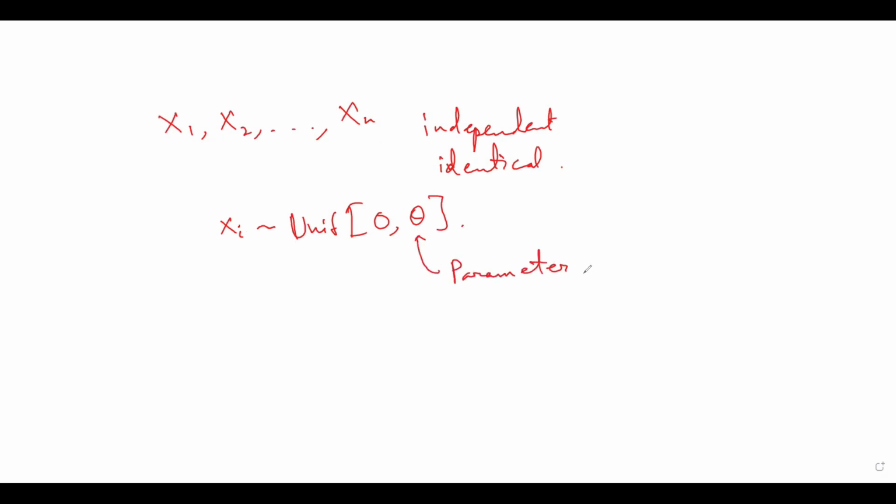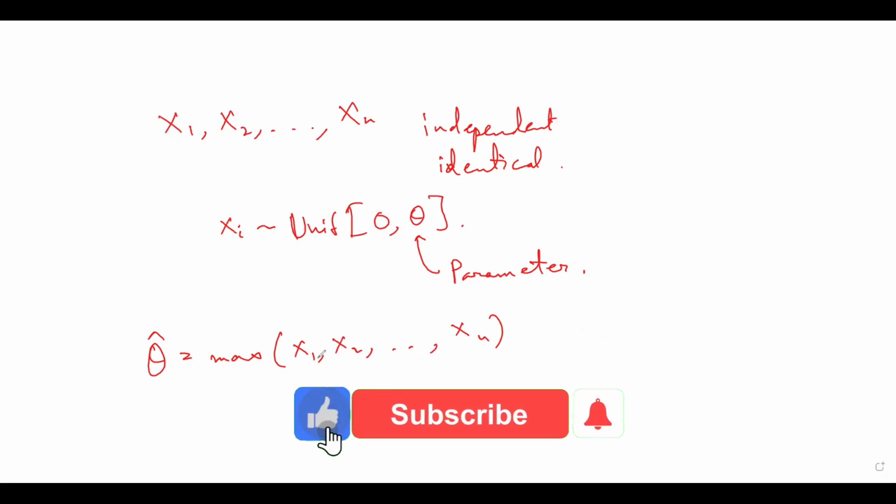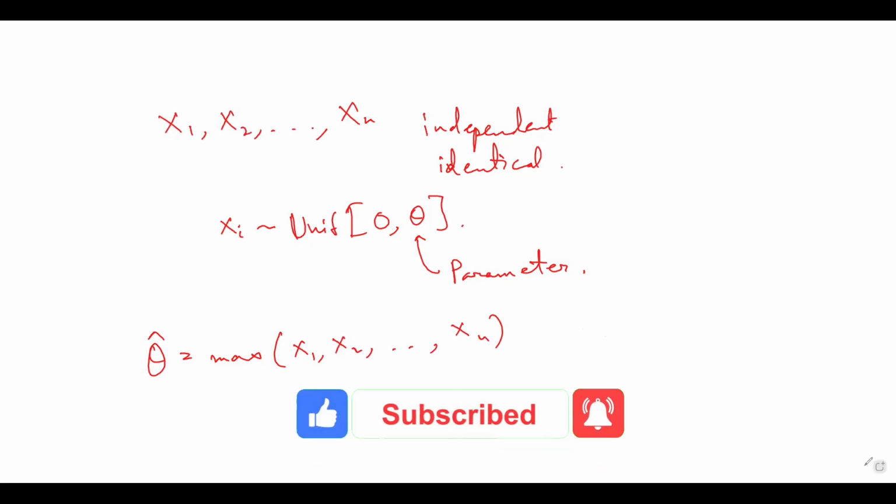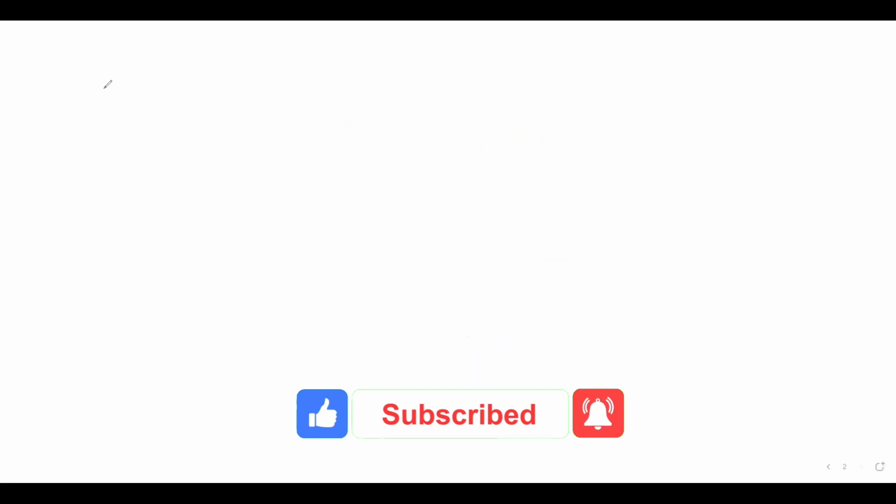We have an estimator theta hat as max of x1, x2, up to xn, and we want to check whether this is unbiased or not. This function max of x1 comma x2 up to xn will give us the maximum of these n values. Now let's check how we are going to deal with this.